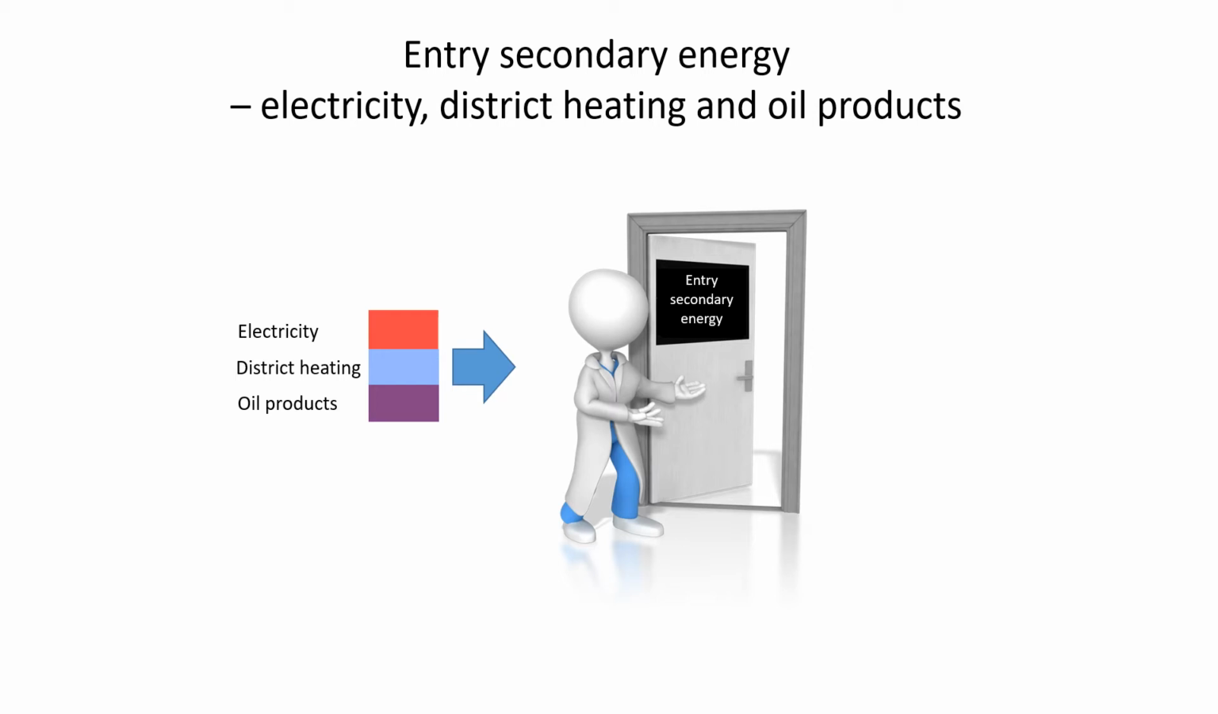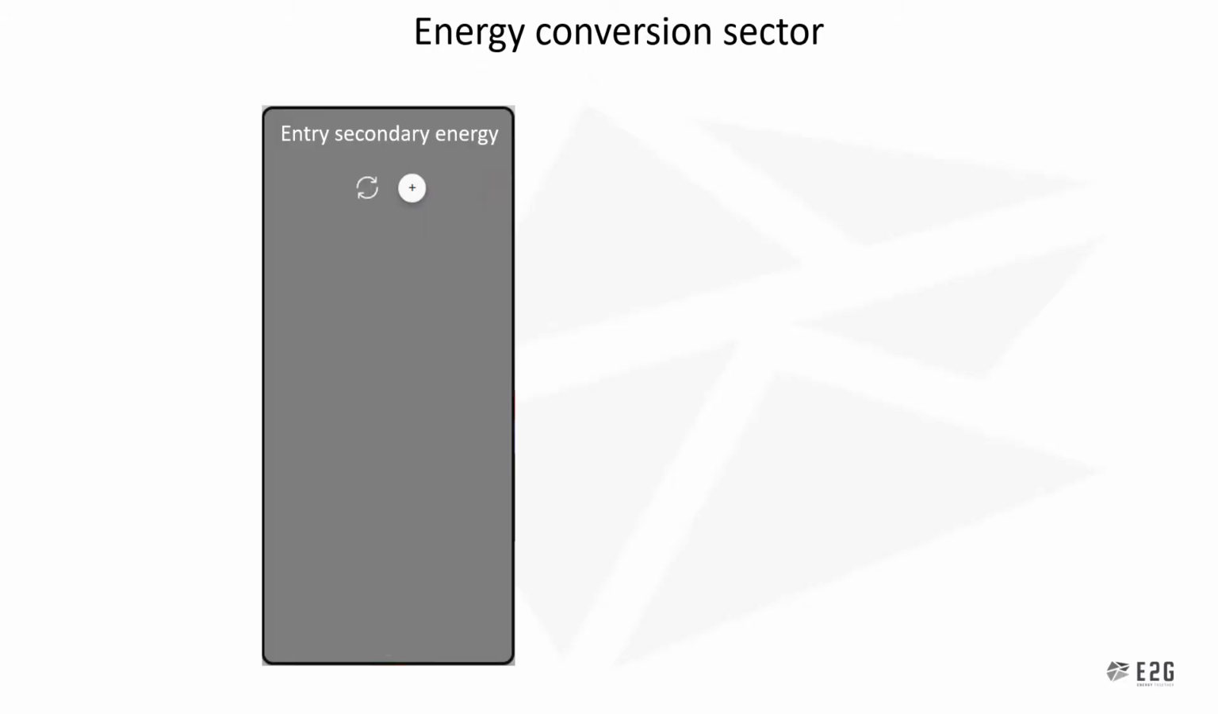We are at the node at the energy together format where the secondary energy enters our energy system. These are the energy forms of electricity, district heating, and oil products. This is also called the conversion sector. This is where we convert from primary energy into secondary energy.